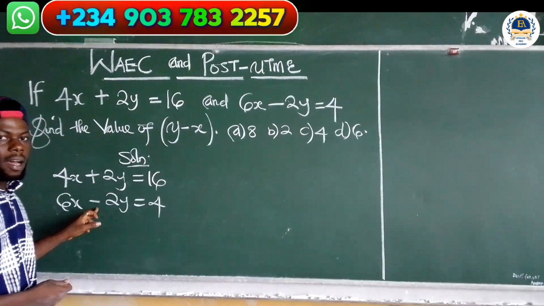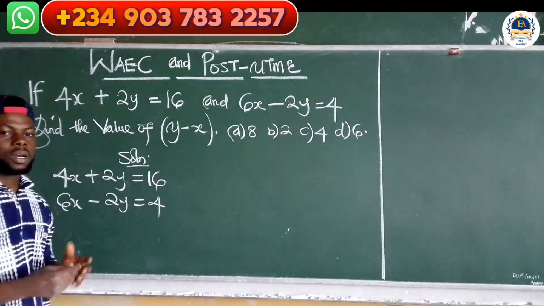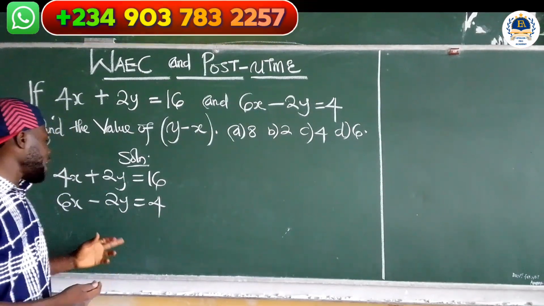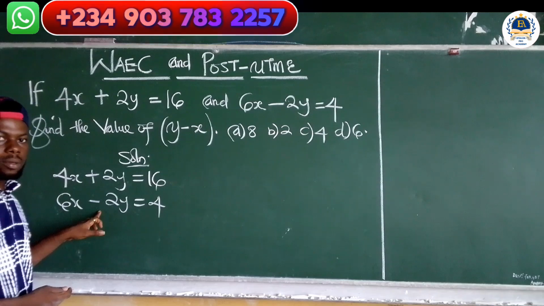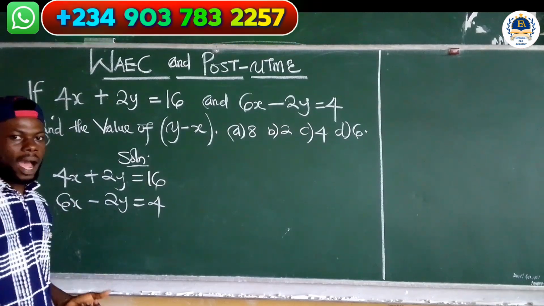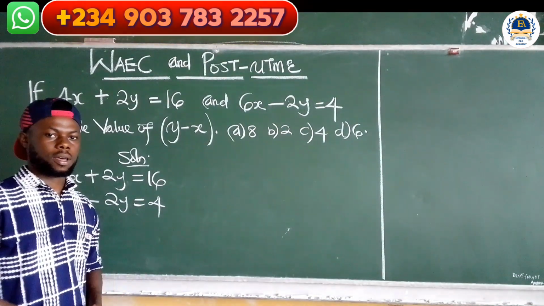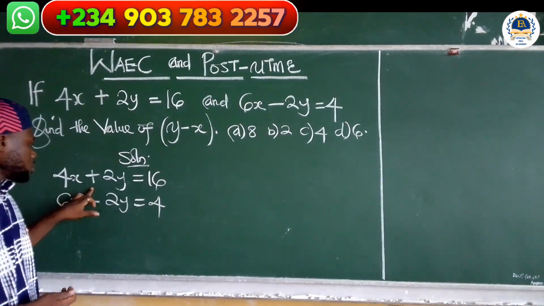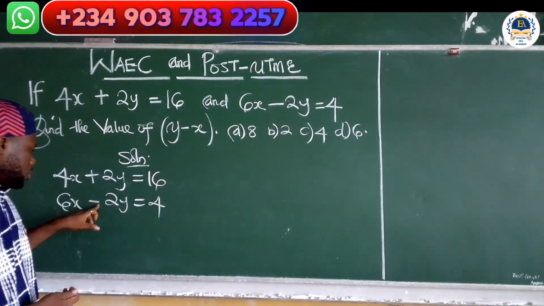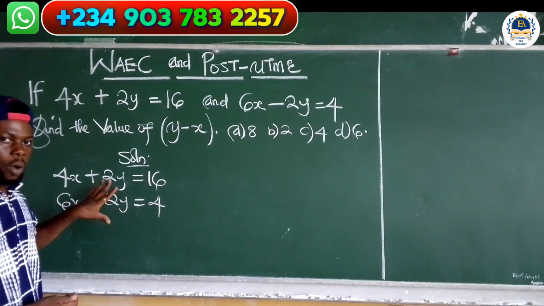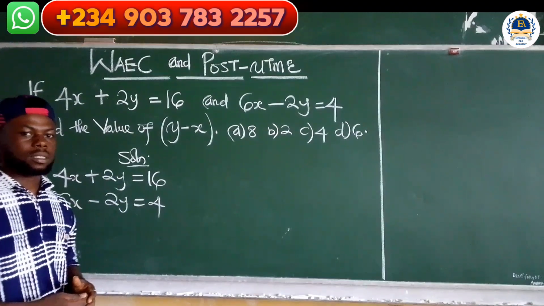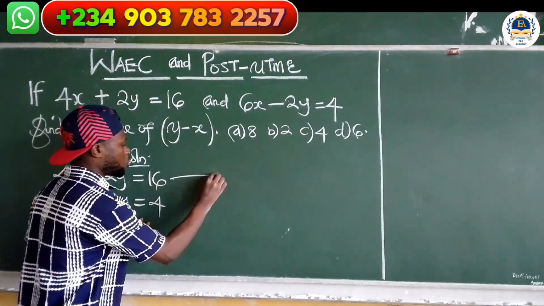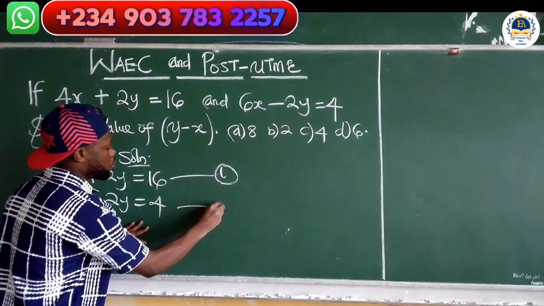If the signs are the same, we subtract equation 1 from 2. But if the signs are different, plus and minus in this case, we add the equations together. So because the signs are different, plus in equation 1 and minus in equation 2, for the y variables, we are going to add this equation to this. So this is my equation number 1, while this is my equation 2.